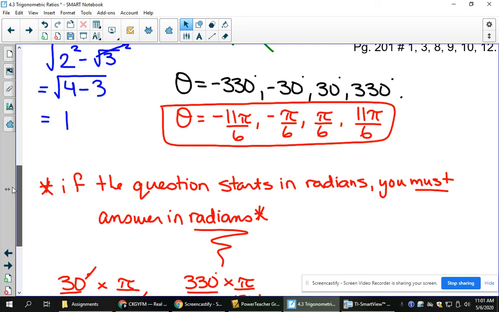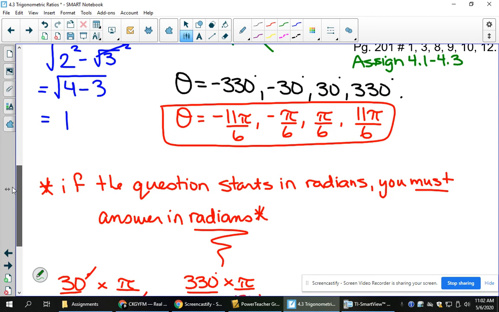Page 201 has some textbook questions that you can practice with. And as well, I'm assigning assignment 4.1 to 4.3 for extra practice. It's on the website. The key is also posted on the website. Do the best you can and check the key periodically.